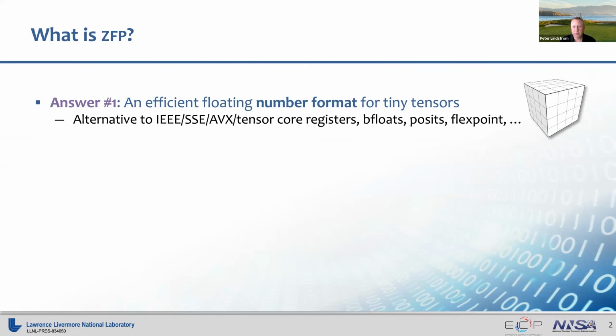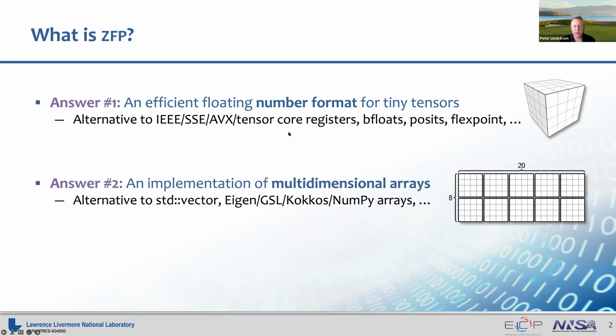First and foremost, it was really designed to be a really efficient and compact number format for small blocks of numbers, small multidimensional blocks. As such, ZFP competes with IEEE floating point, but also more recent number formats such as posits, bfloats, and others. ZFP also provides C++ classes that implement multidimensional arrays.